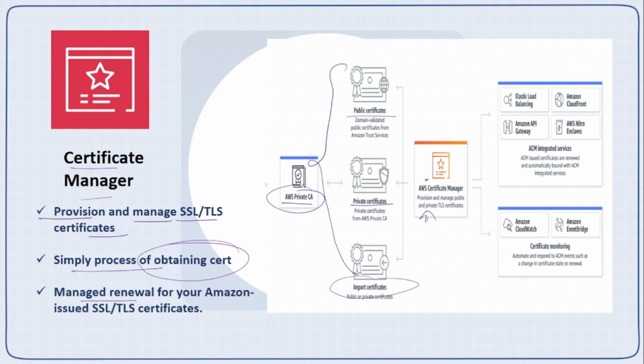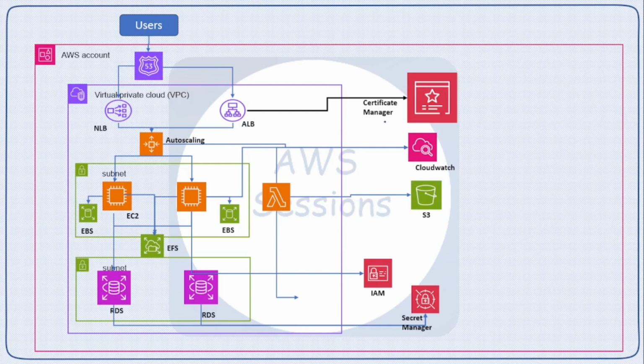Once you have the certificates here, you can use them on load balancers, CloudFront, API Gateway, and so on. For renewal, we can renew Amazon-issued certificates. You need to keep a close watch on certificates, and you can do monitoring using CloudWatch. And using EventBridge, you can set up some automatic actions for the renewal. So on a high level, this is for managing your certificates.